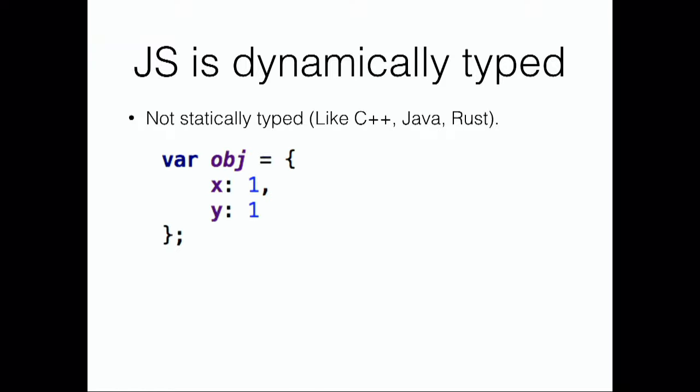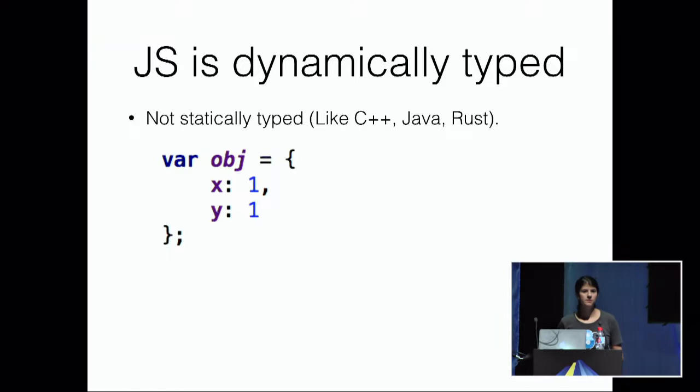Here's a very simple example. It's an object defined as an object literal. X is 1 and Y is 1. Do you know what the properties of this object are?